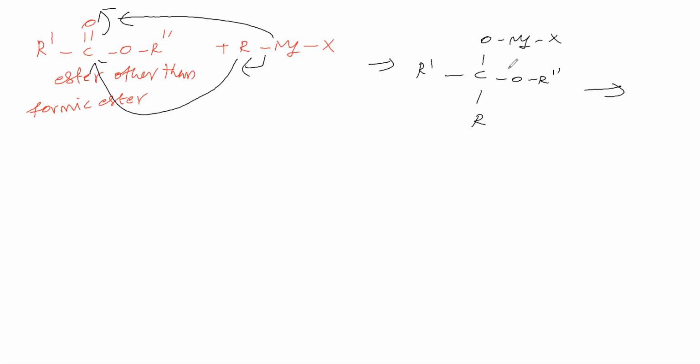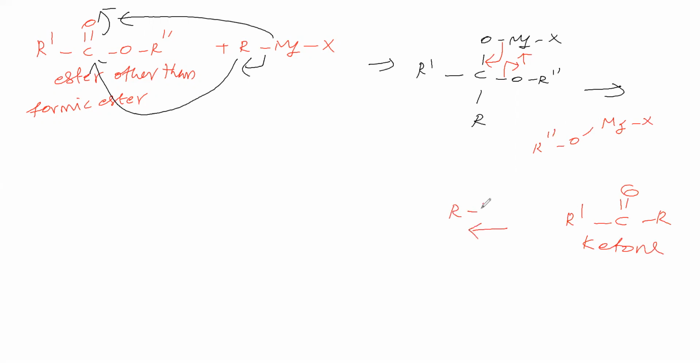Next, a bond shift takes place. This bond is shifting here, attacking this Mg. Therefore, Mg takes X and OR2 dash leaves. So what is obtained is R dash C double bond O R. So we got a ketone.